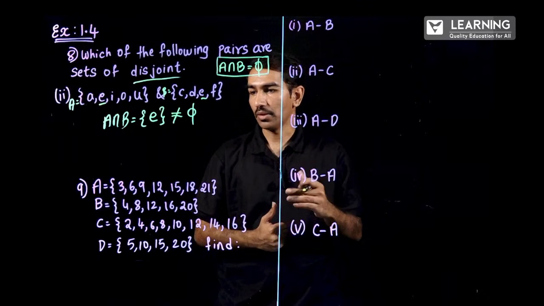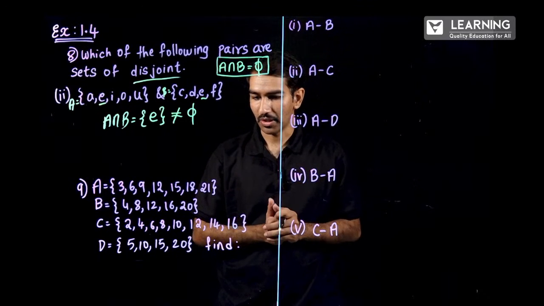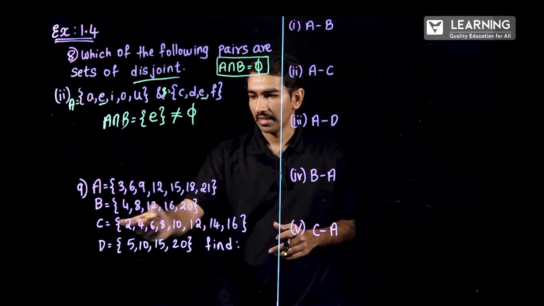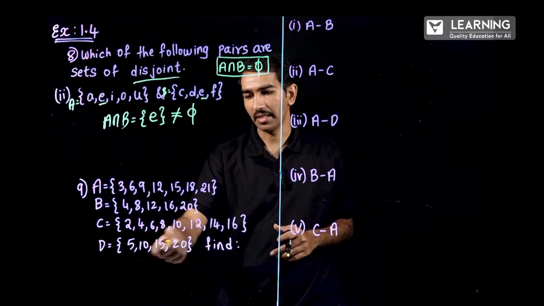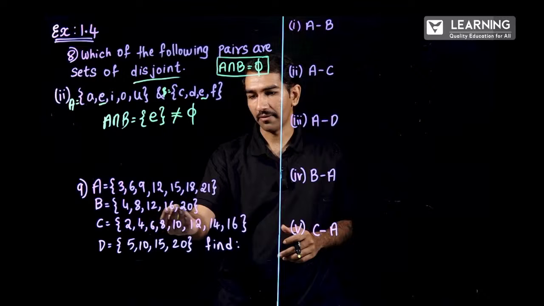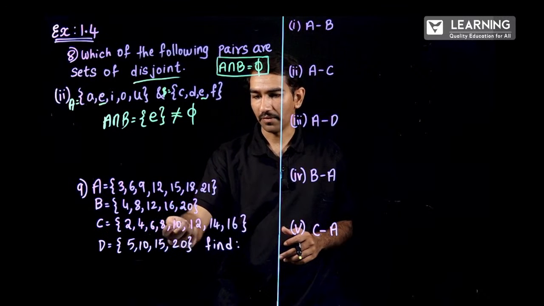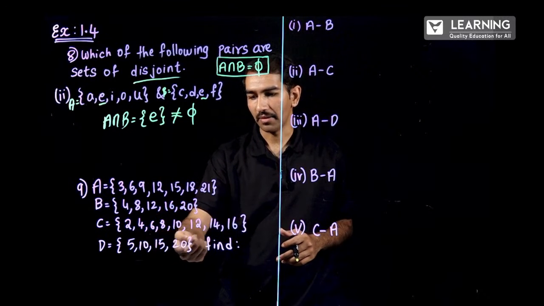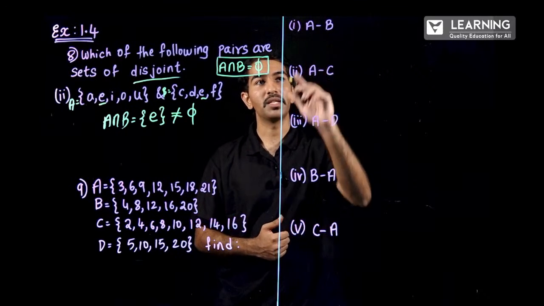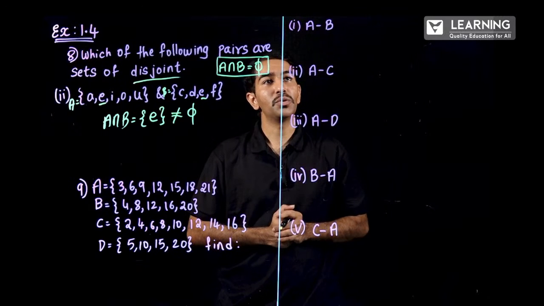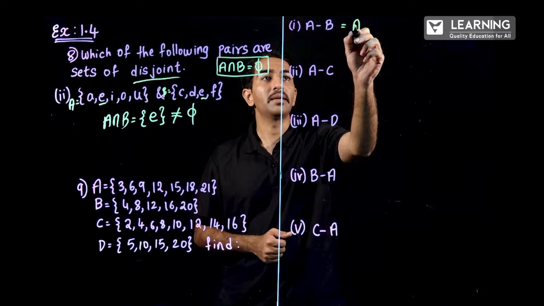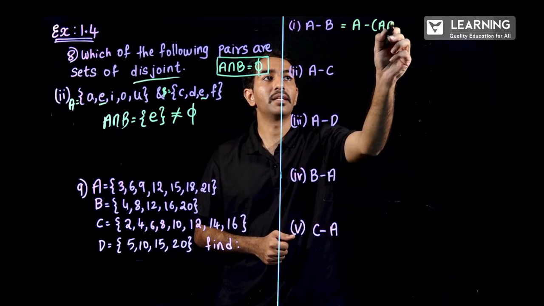Alright. Moving on to question number 9. Set A is given, set B is given, set C is given, and set D is given. So what is set A, students? Multiples of 3. Set B is multiples of 4, set C is multiples of 2, and set D is multiples of 5. And we should find what? The very first one is A minus B. So students, A minus B you can find out in this way, correct? A minus A intersection B.